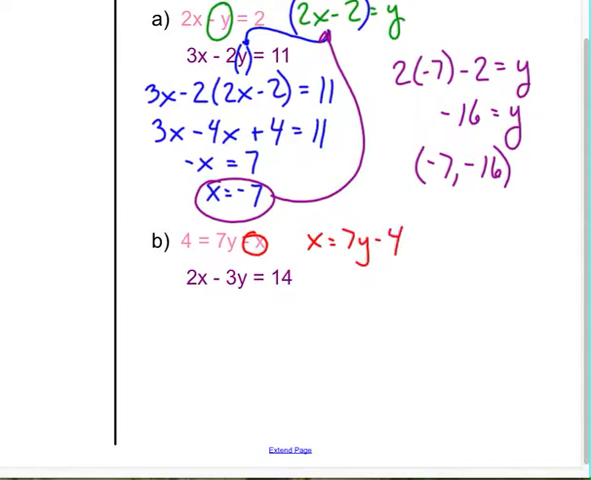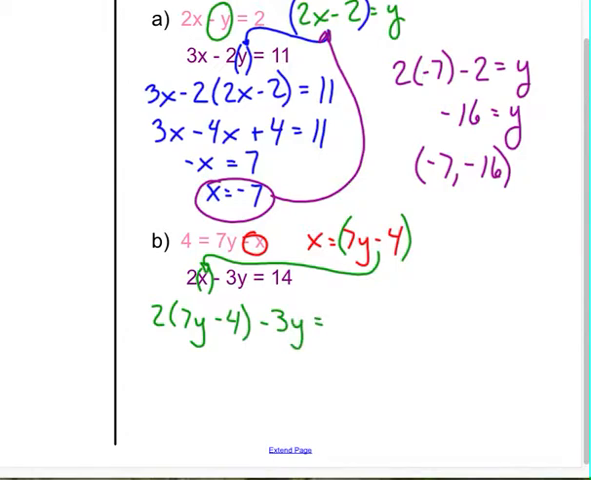Now that I have x solved for, I'm going to put what it's equal to in parentheses, and I'm going to replace x in my second equation. So it becomes 2 times 7y minus 4 because x is equal to 7y minus 4. And be careful that you only replace the x. Don't replace the coefficient, don't replace the minus 3y.